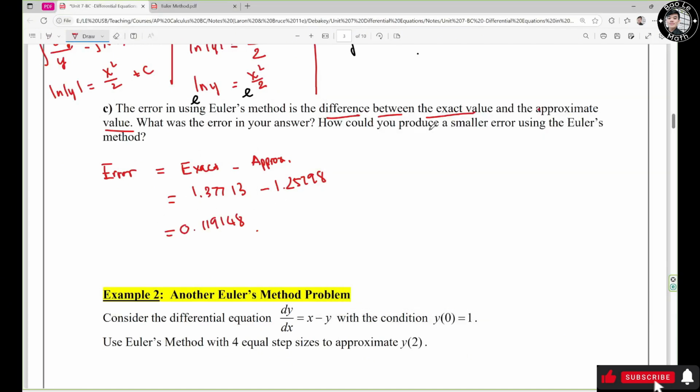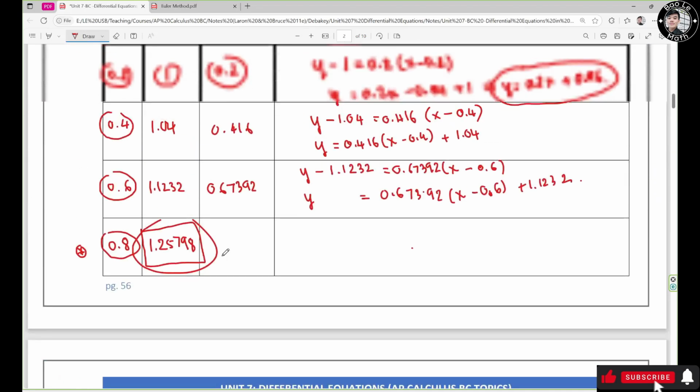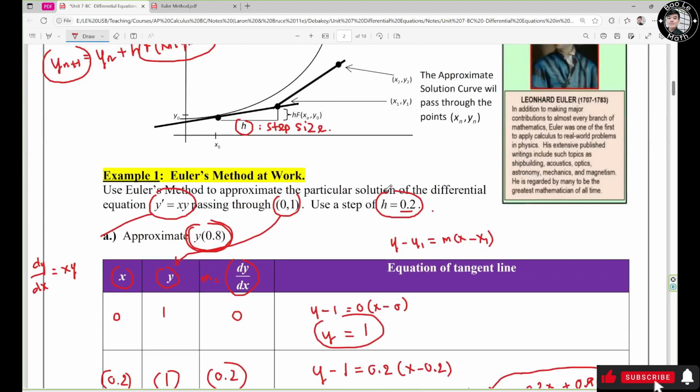Now, how could you produce a smaller error using the Euler's method? Alright, in order to produce a smaller error, we need to use a smaller step size, right? We need to reduce the step size right here. Right, the step size is 0.2. We need to reduce this one, right?